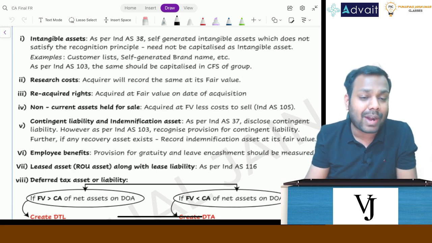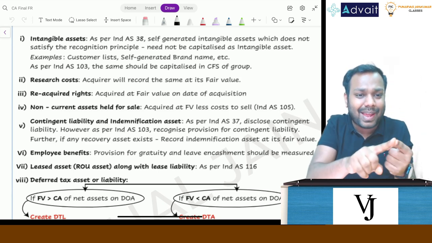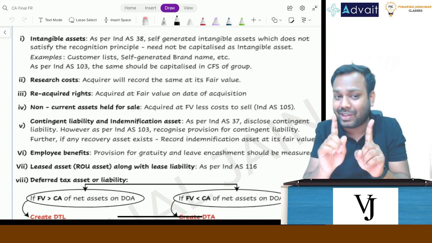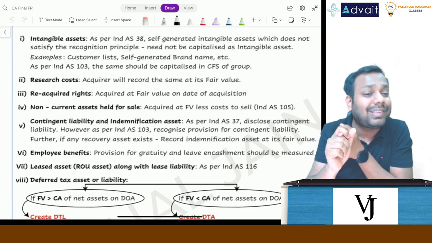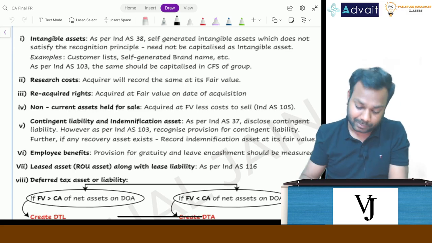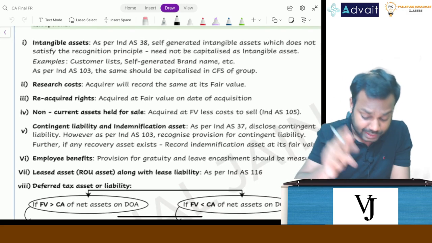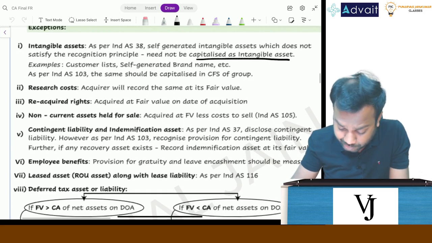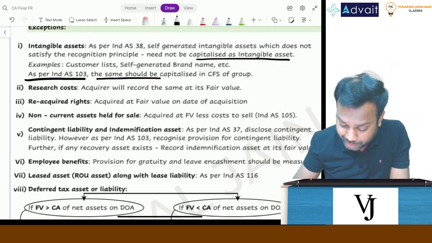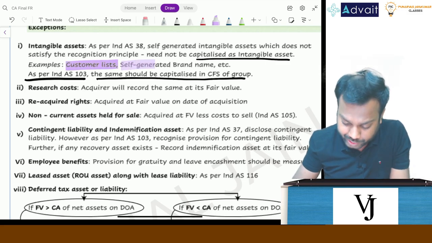Now the recognition principle gets satisfied for the acquirer because the acquirer has purchased it. It's not self-generated for the acquirer. So in this case it will be recognized at its fair value on the date of acquisition. So that's the point. As per Ind AS 38, self-generated intangible assets which do not satisfy the recognition principle need not be capitalized as intangible assets. However, as per Ind AS 103, the same should be capitalized in the CFS of the group. Examples are the customer list or a self-generated brand name.